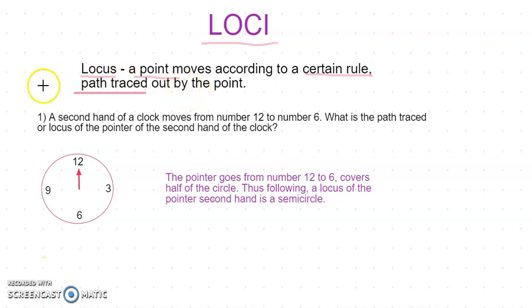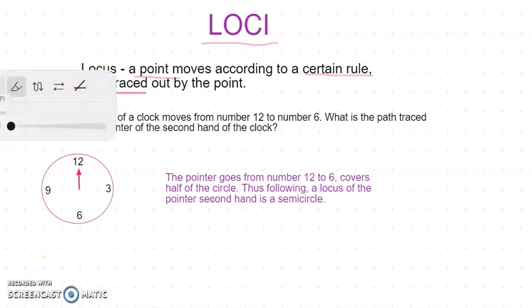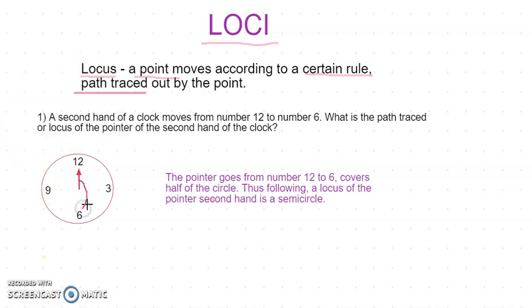Let's take example 1. Here, the second hand of a clock is shown in the diagram below, moving from number 12 to number 6. What is the path traced, or locus, of the pointer of the second hand of the clock? If you move this pointer from number 12 to number 6, it makes an angle of 180 degrees. So we can say that the pointer goes from number 12 to number 6 and covers half of the circle. Thus, the locus of the pointer, the second hand, is a semicircle, because it makes an angle of 180 degrees.